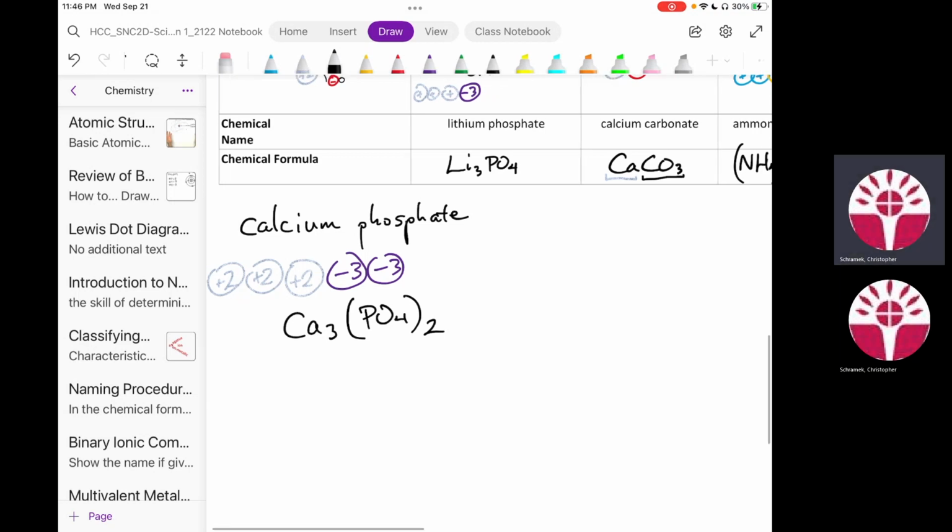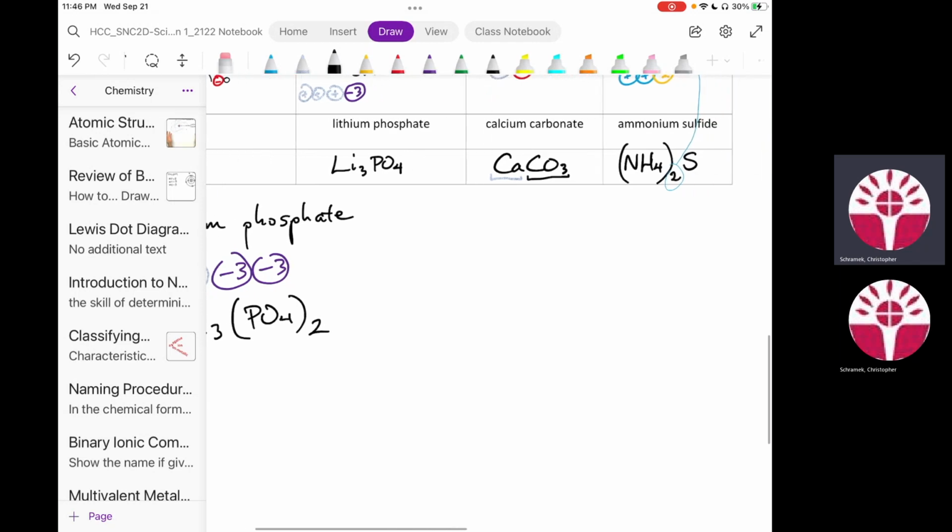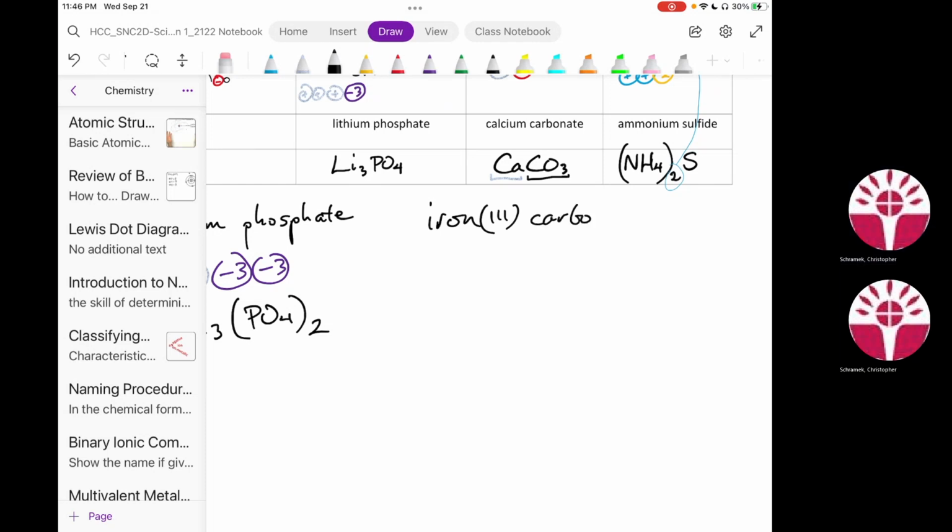Okay. We could think of iron 3, carbonate. All right. Well, we know the carbonate is CO3 and iron is Fe, and we know that this is a charge of +3 each, and carbonates are -2s.